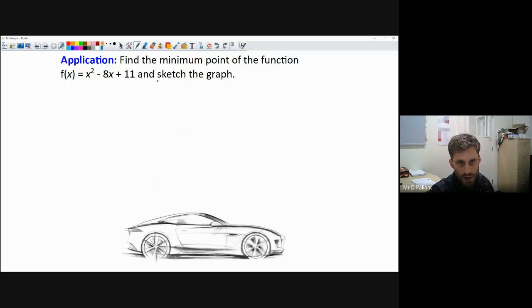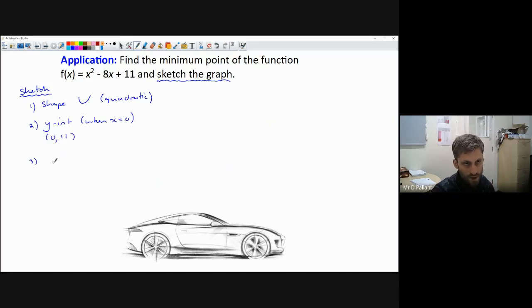So we want to sketch the graph. And so for the sketch, useful things for the sketch are, one, what is the shape? And the shape is a U shape because it's a quadratic. And a quadratic is always a U shape, unless it's negative, and then it's an N shape, of course. Then we can find the y-intercept. So that is when x equals 0. And I can see here that's going to be 0, 11.